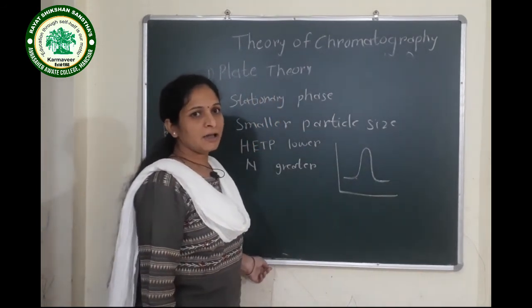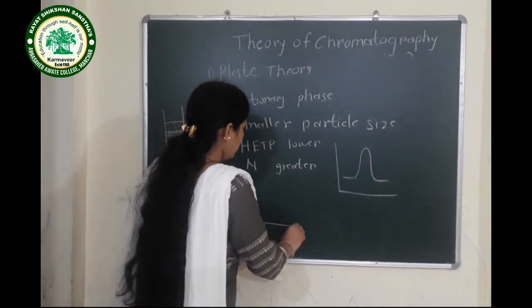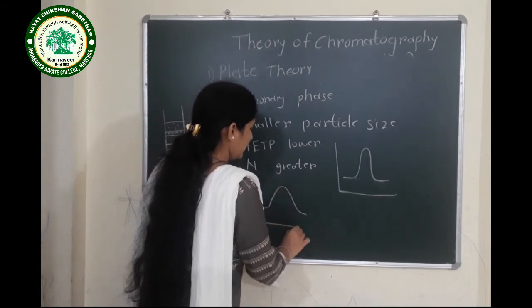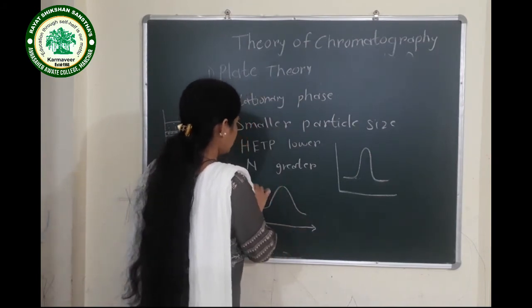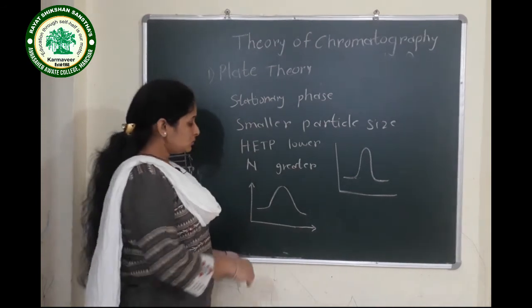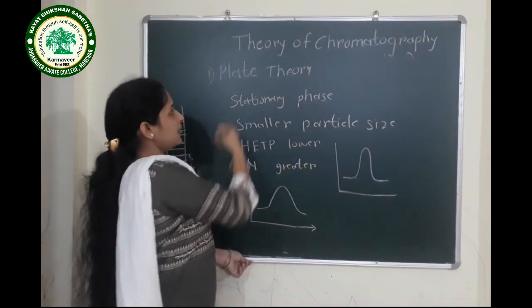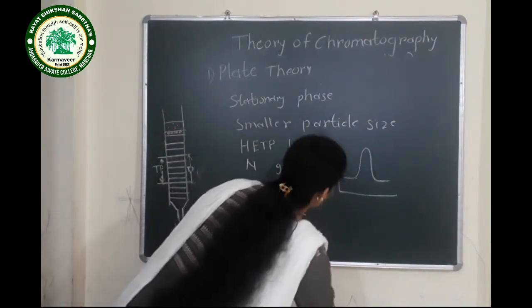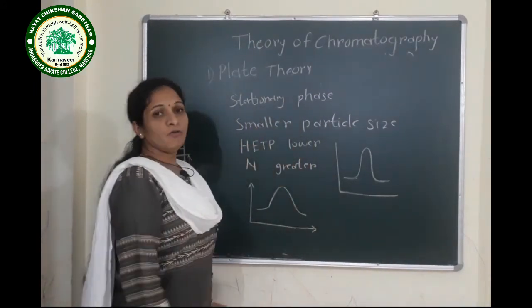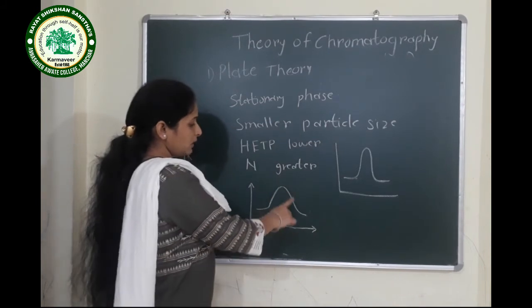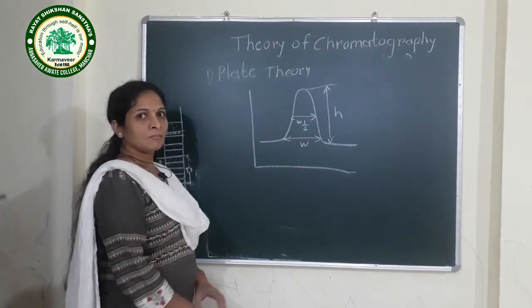But the plate theory fails to explain the broadening of the peak. How the peaks are broadened, why the peaks are broadened, how to minimize the peak broadening: this is not explained by the plate theory. That's why there is the rate theory, which explains the broadening of the peak.